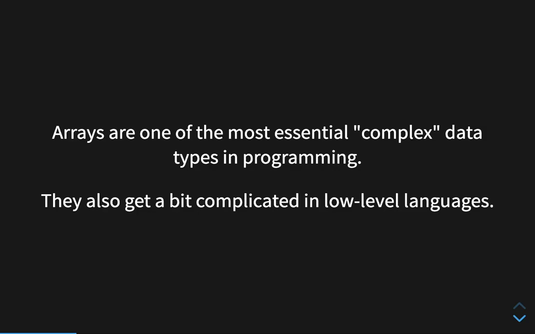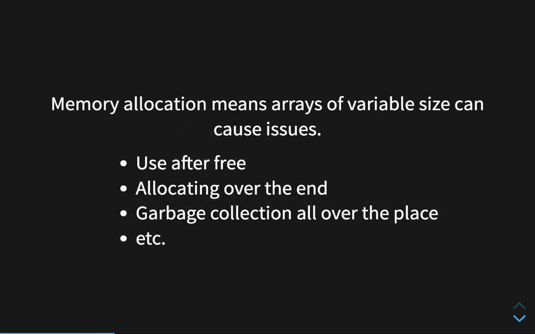When you're allocating an array, what you want to do is have it all contiguous within memory, meaning all of the elements within the array are side by side within memory. But if your array can grow or shrink over time, that gets complicated because you have to allocate more memory if it grows and deallocate memory if it shrinks. Memory allocation means arrays of variable size can cause issues.